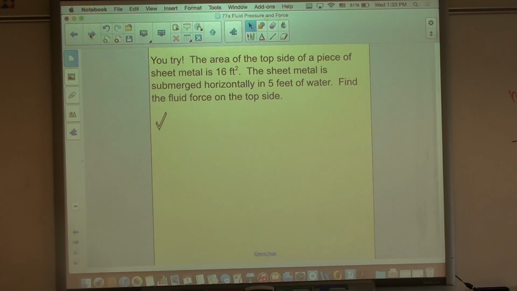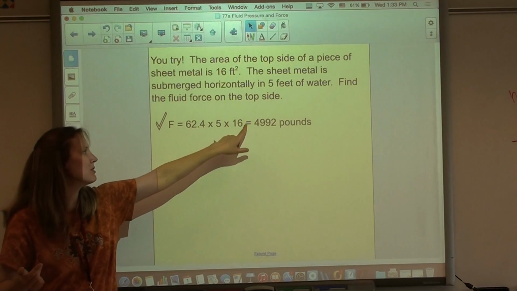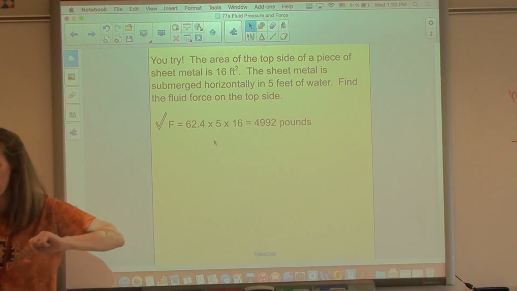All right. So, what is the weight density of water? 62.4. What's the depth? 5. What's the area of the metal? 16. So your answer would be 62.4 times 5 times 16, or 4992 pounds, right?